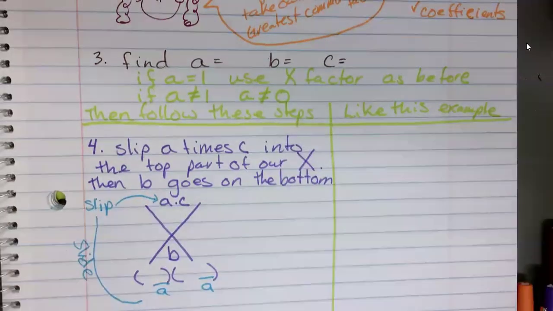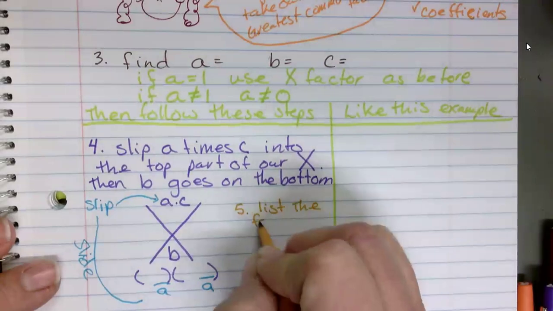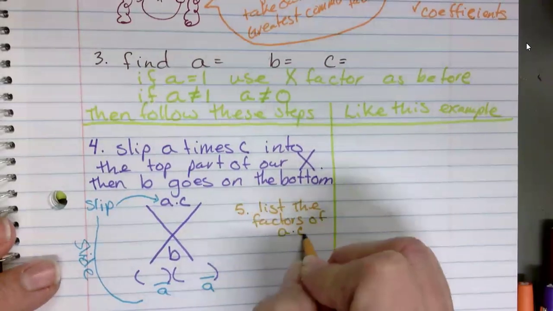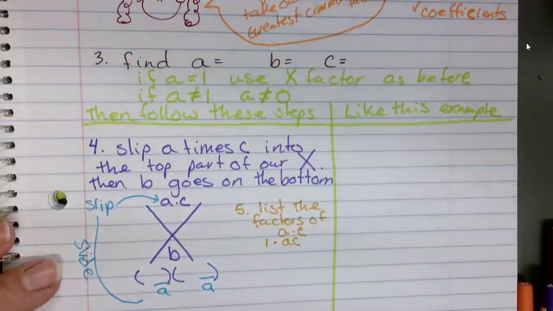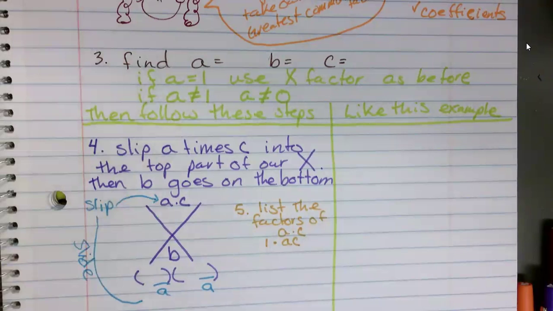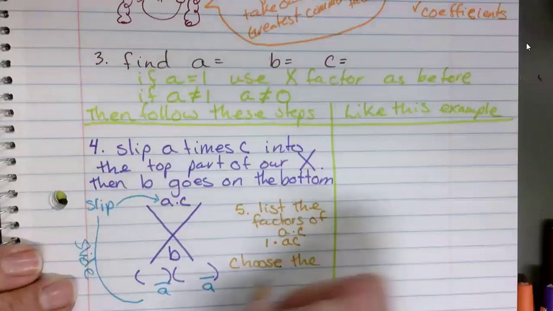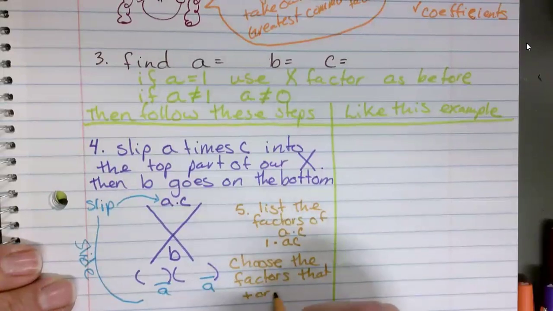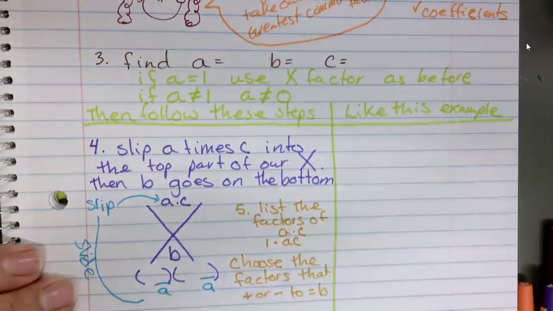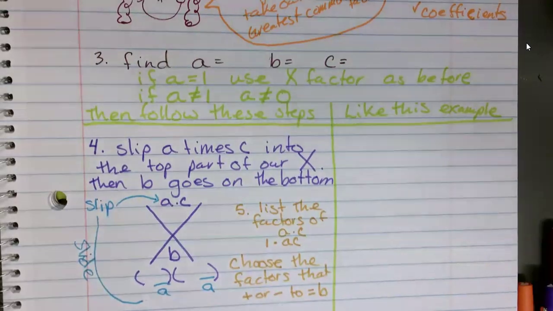Let's go to step 5. Step 5, we're going to list factors of A times C. That usually starts with 1 times AC, and then we do 2 times and 3 times, and we find all the factors of whatever is in the top of our X. Then we have to choose the factors that add or subtract to equal B. You'll do that the same way we've been doing it for the X factor before, when A was equal to 1. So the steps there will be the same.